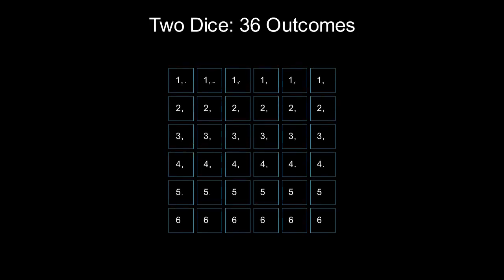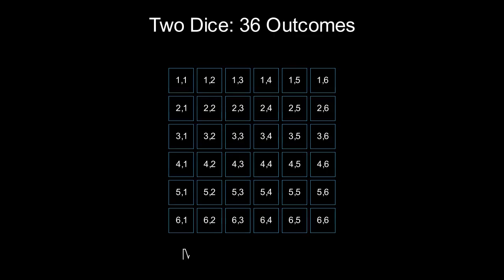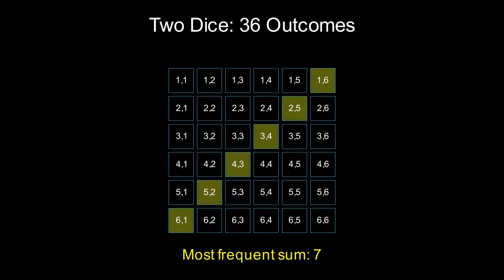Instead of a list, we often use a grid or matrix. By plotting the first die on the x-axis and the second on the y-axis, we create a 6x6 grid representing 36 unique outcomes. Notice how patterns emerge. There is only one way to get a sum of 2, but 6 ways to get a sum of 7. This explains why 7 is the most frequent result in games like craps.